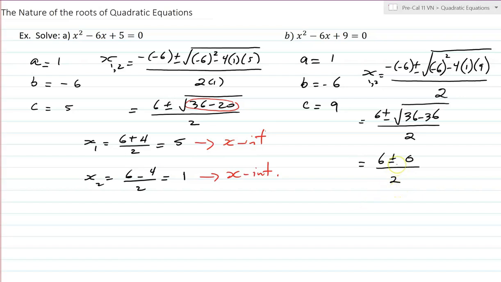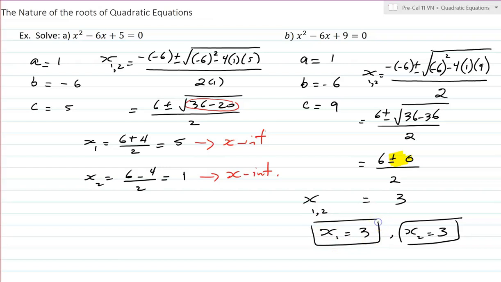Now, once you have this plus or minus 0, this is irrelevant. That doesn't do anything anymore. It's just 0. All right? So the only answer that you're going to have in this case is one answer. So x1,2 is only 3. That means x1 is equal to 3 and x2 is equal to 3. And basically what it means is that you just have one solution or two equal roots.